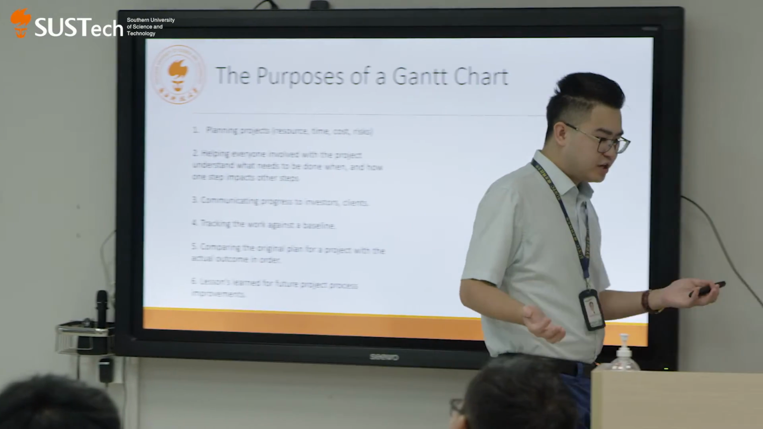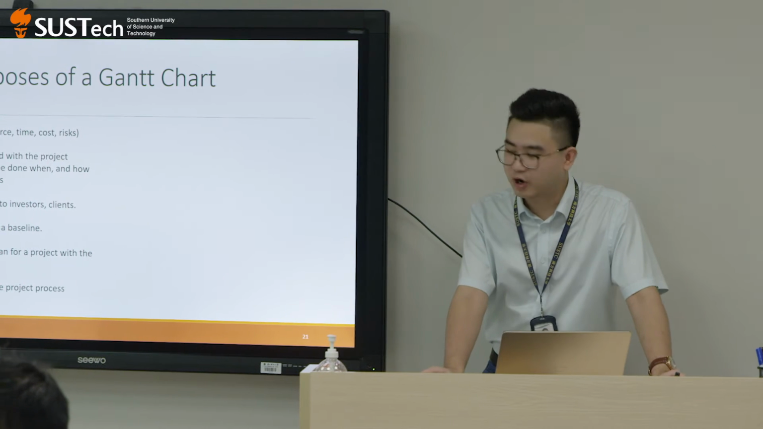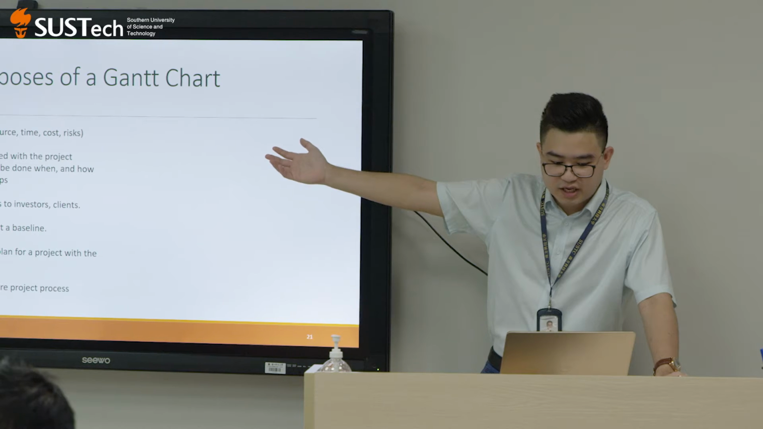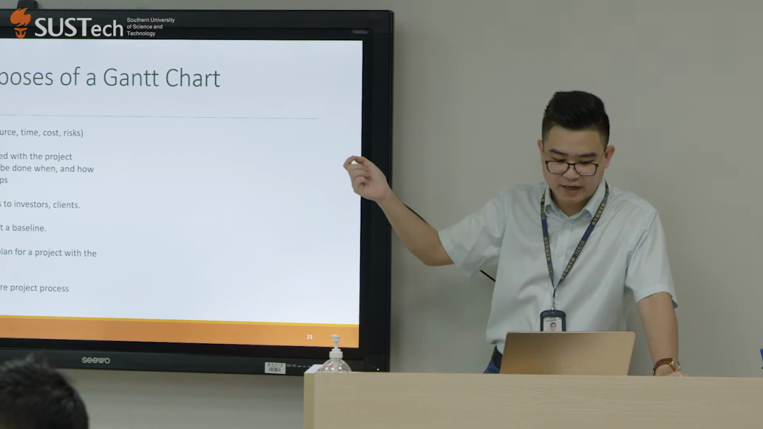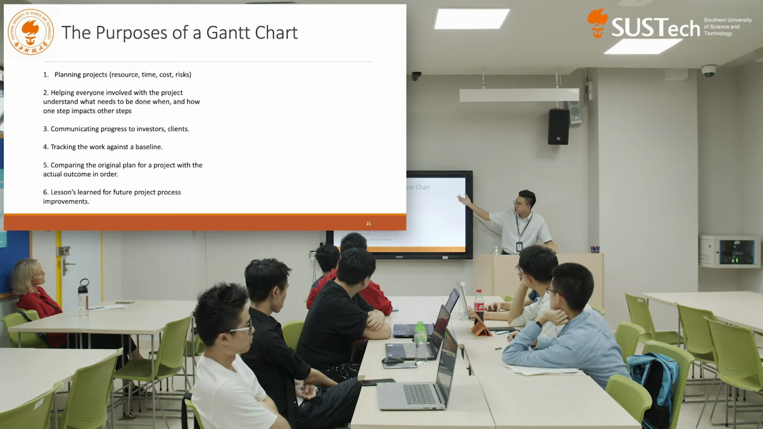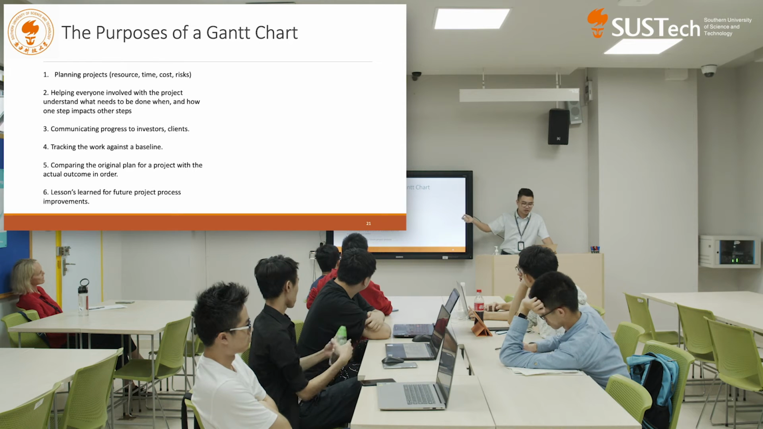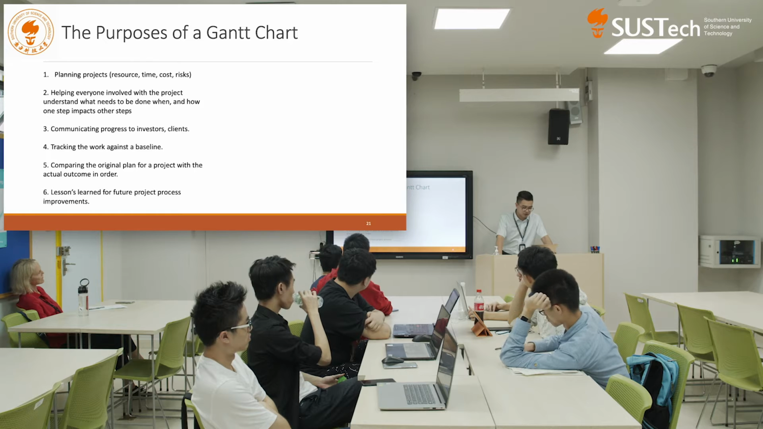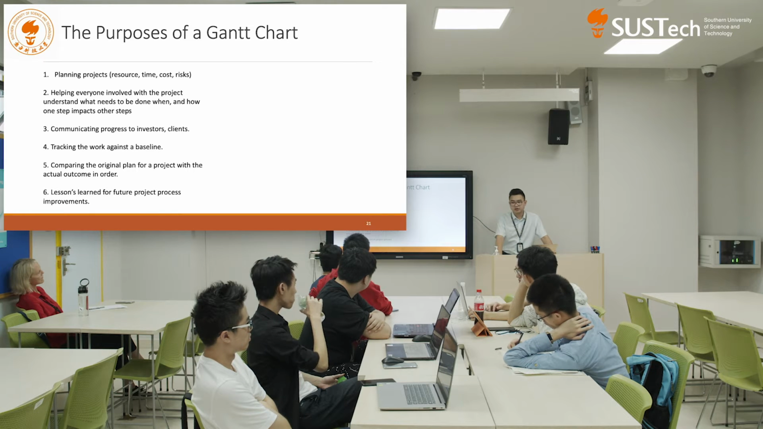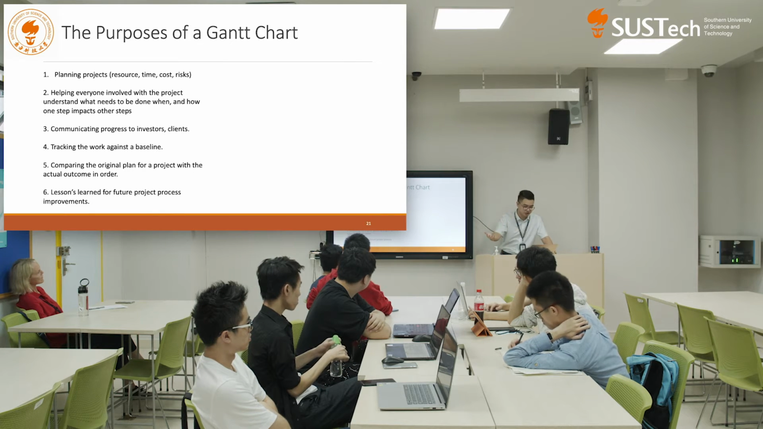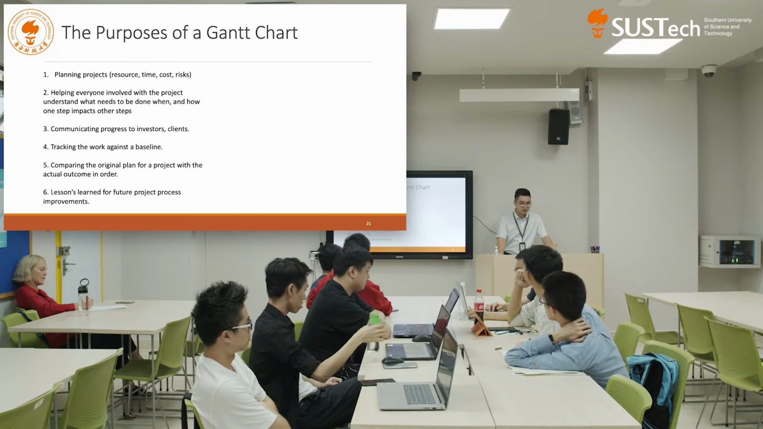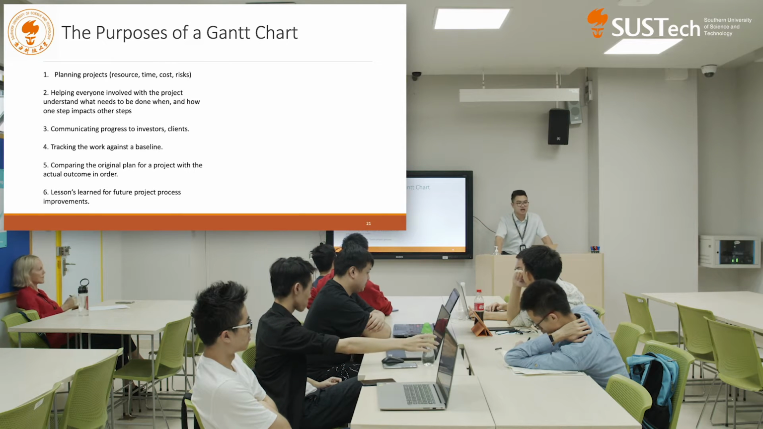So in general, to summarize the purposes of doing the Gantt chart: as I have already explained, it allows you to plan projects, right? You identify the resources that you need, the time, the cost, and the risk along the timeline of the project, right? And then it helps everyone, your group members and your engineering design team, to understand what tasks need to be done and when, and how one step is going to impact the other step, right?